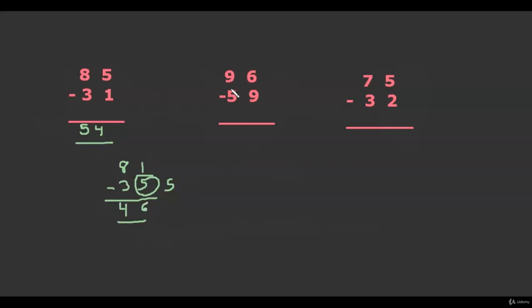Now in this case, 9 minus 5 is 4. But 6 and 9 are mismatched number. So we will reduce 4 by 1. This gives us 3. And complement of 9 is 1. When 1 is added to 6, we get 7. So 37 is the answer.